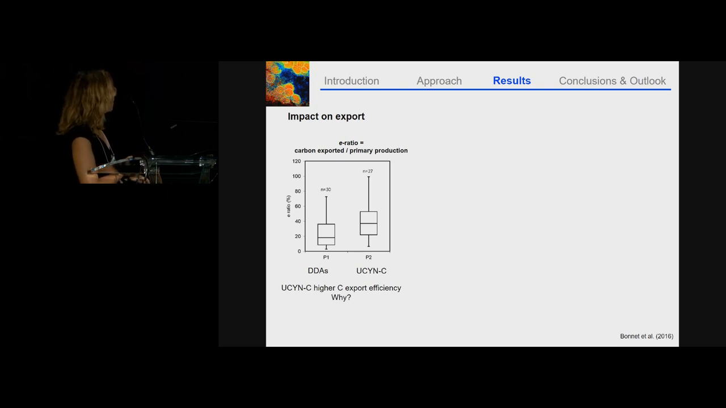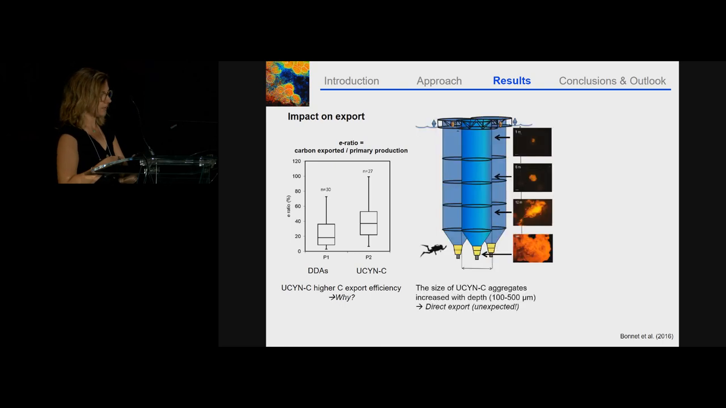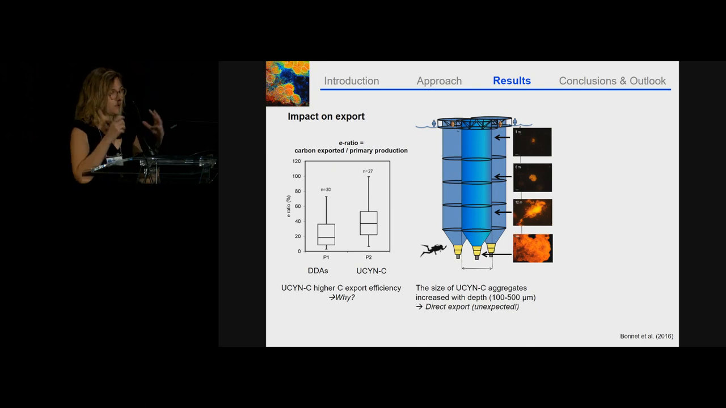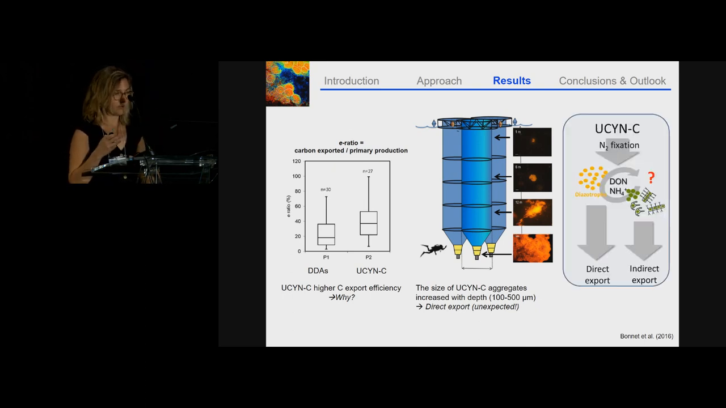We calculated the export efficiency and translated it to POC, so to carbon, and yes, of course, the UCYN-C were contributing more to export than the DDAs. And this is what happened. At the very top of the mesocosms, they were aggregating already, forming smaller aggregates. And as we went down in the water column, they ended up forming these huge aggregates, somewhere between 100 and 500 microns in size. So they were contributing to direct export very importantly because they were sticking to each other and becoming larger.